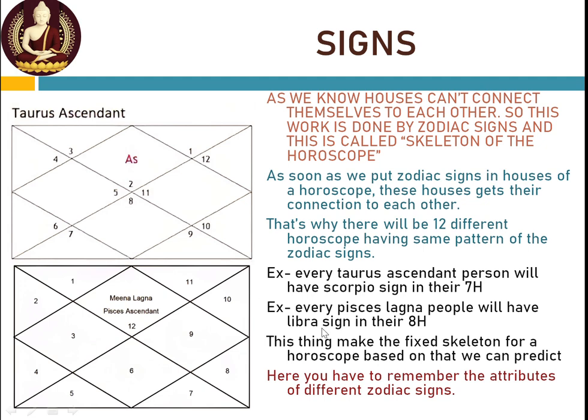So this fixed skeleton is very essential. If you can mix the signification of houses and signs here, you can see things very clearly. So you have to remember the significations of the signs also. Consider signs as the houses themselves. Let's suppose we are talking about the 7th house. This is the 7th house, which has the 8th sign, Scorpio. So this 7th house is having the Scorpio sign energy, or the energy of the 8th house.